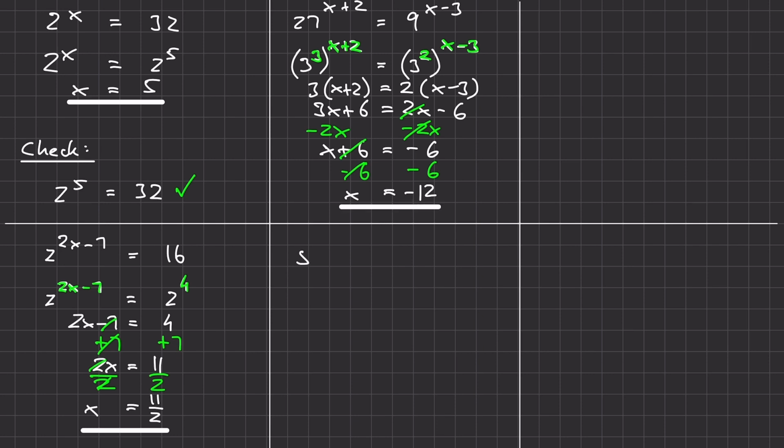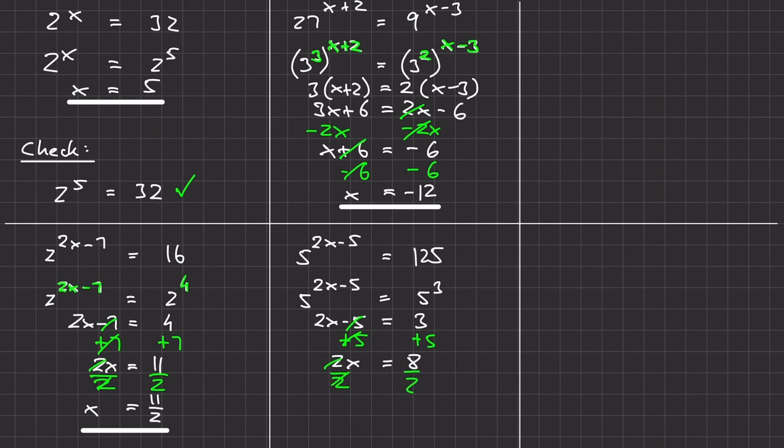What about 5 raised to the power of 2x minus 5 equals 125? 125 is 5 cubed. So we get 5 raised to the power of 2x minus 5 equals 5 cubed. So 2x minus 5 equals 3. After adding 5 to both sides, we get 2x equals 8. And after dividing by 2 on both sides, we get x equals 4. And we're done with this problem.